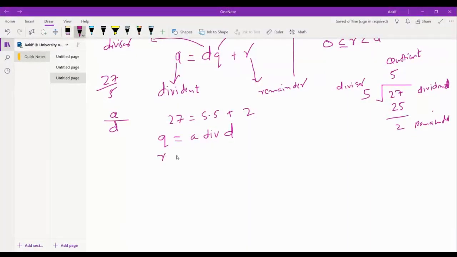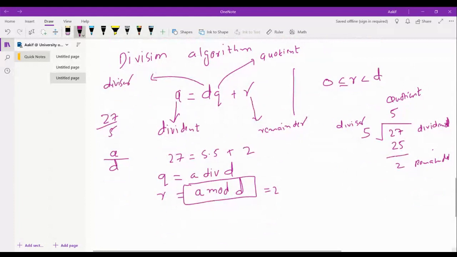And the remainder is obtained by A mod D. So if we were to use this part, this will give us the remainder in this case, which is 2. Now, let us move further. That was all about the division algorithm, and we'll be using this in some examples later.